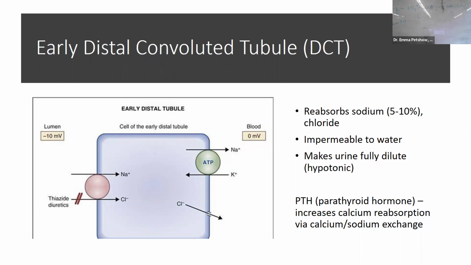Yes, correct. So you think about it as we have lumen with urine, cell, blood, and we're going to be in the proximal, nope, distal, that's right, distal convoluted tubule.